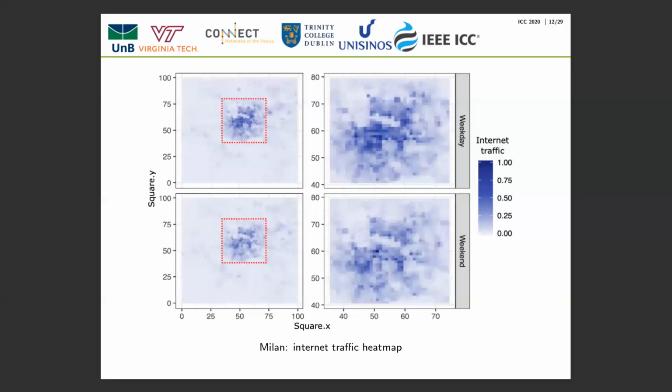So this figure presents a heat map for normalized internet traffic activity, considering the entire dataset, separated by weekday and weekend, considering data from 2 weeks. For our simulations, we selected the data that belongs to the region around the city center of Milan, which is the region with the highest traffic activity.